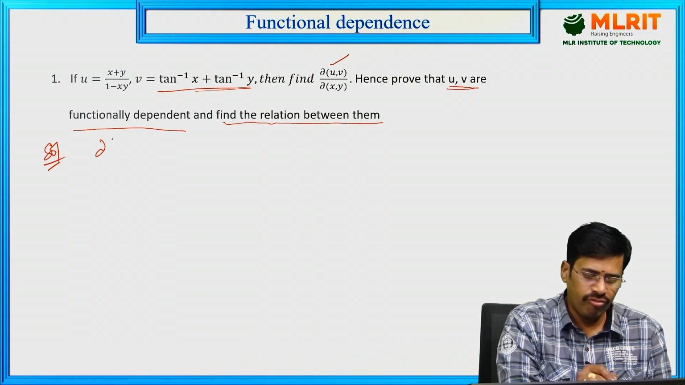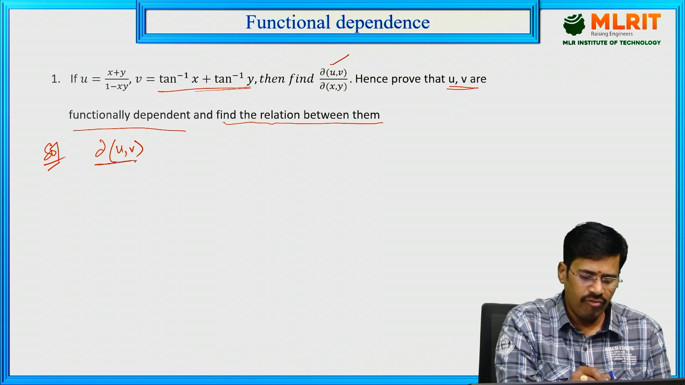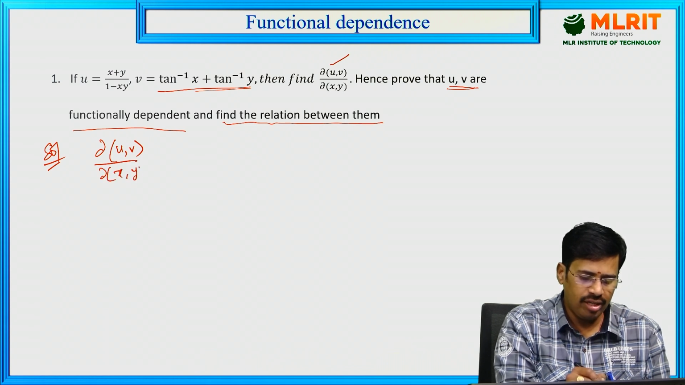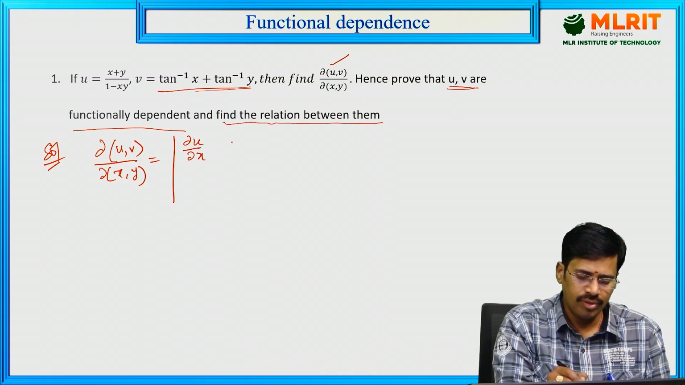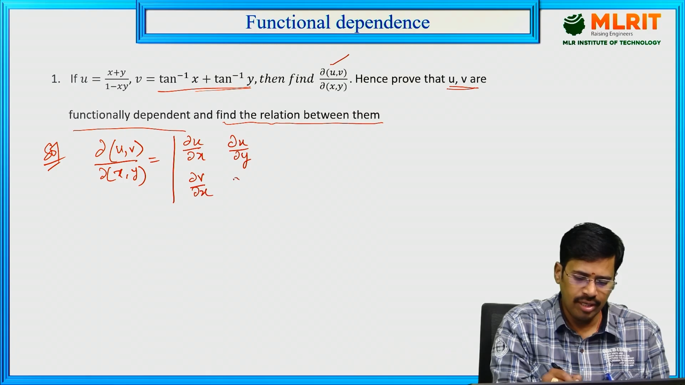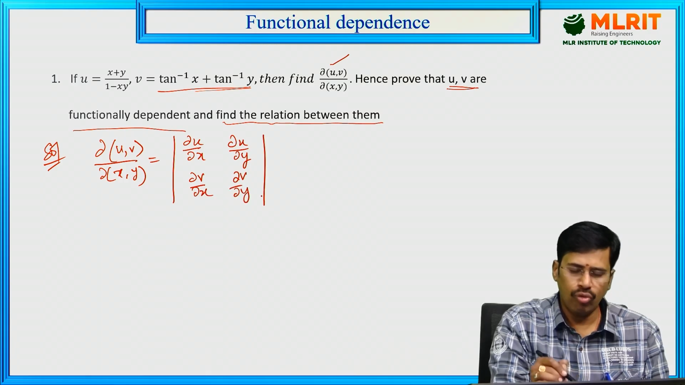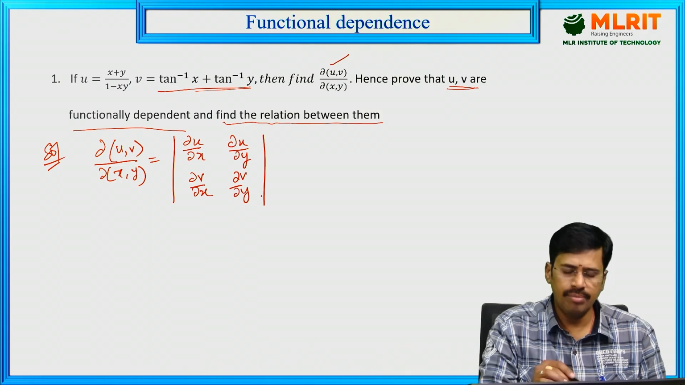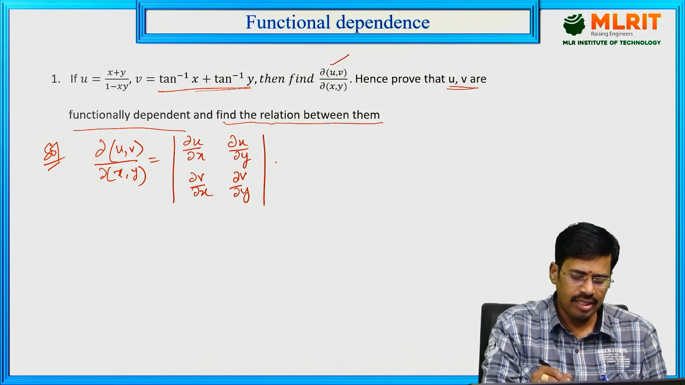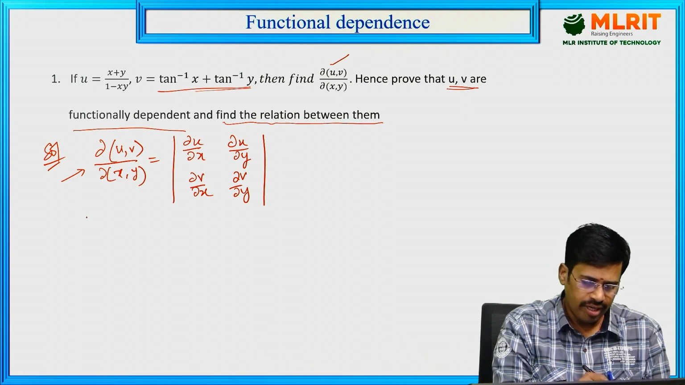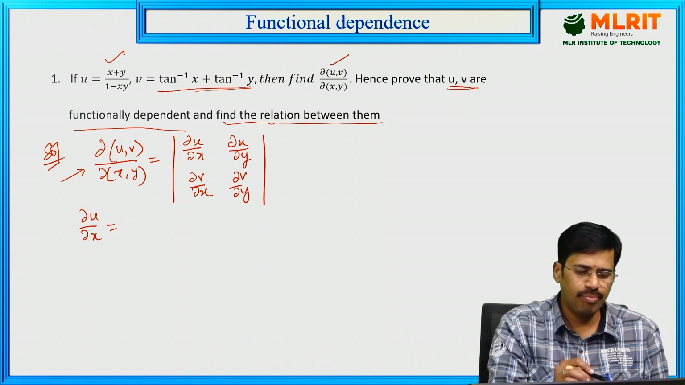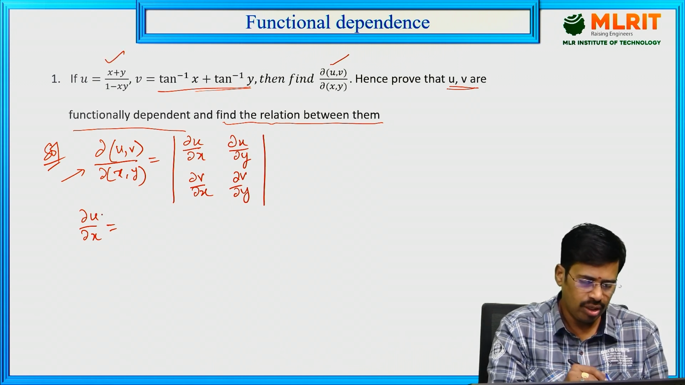So the Jacobian of u, v with respect to x, y, how do we denote this Jacobian? That is the determinant of dou u by dou x, dou u by dou y, dou v by dou x, dou v by dou y. So find the determinant of all these partial derivatives, and we will be getting the concerned Jacobian. So first of all, let us find these partial derivatives. dou u by dou x, where u is given as (x plus y) by (1 minus xy).